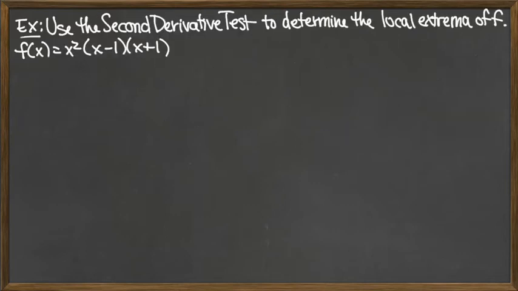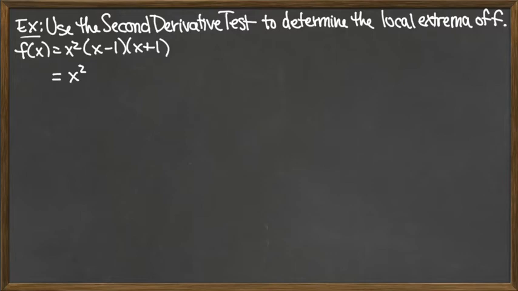So we want to use the second derivative test to determine the local extrema, that is local maxes and mins, of f. And here's our function. f of x is x squared times x minus 1 times x plus 1. Now it's in factored form, but factored form of f is actually not very helpful. And so we really need to go ahead and multiply it out so that we can easily take the derivative.